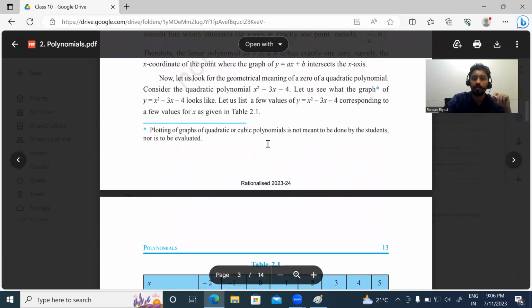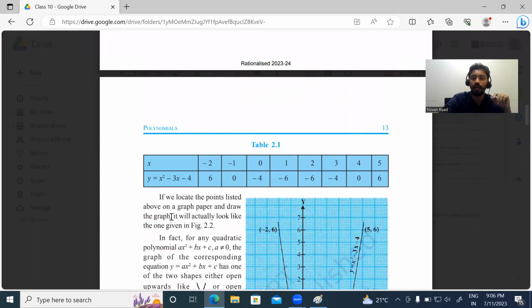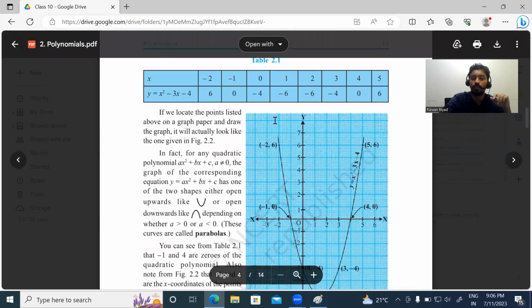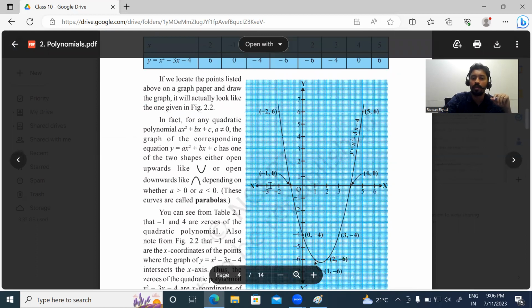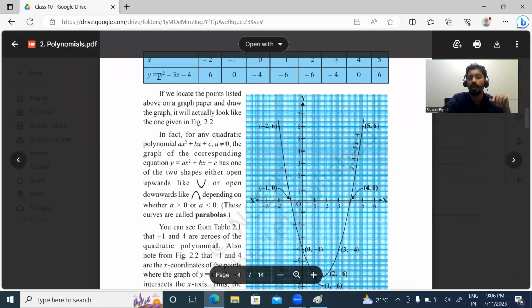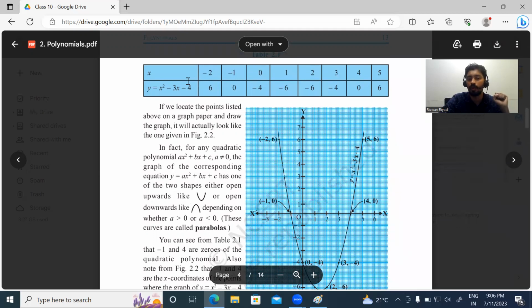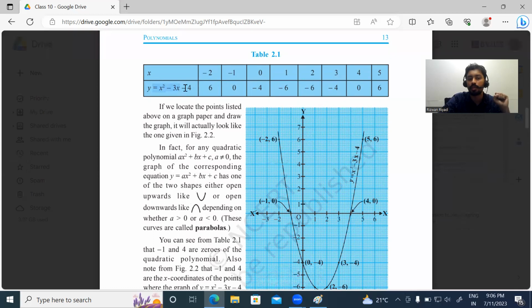I hope you're already familiar with drawing the graph. I explained this graph. This graph is of a quadratic polynomial, x square minus 3x minus 4. Now I'm going to tell you the method of drawing the graph of a quadratic polynomial. Here the polynomial is x square minus 3x minus 4.